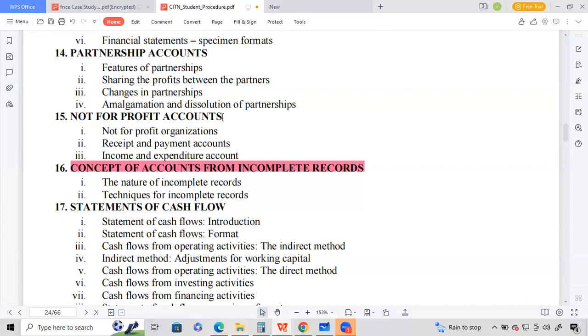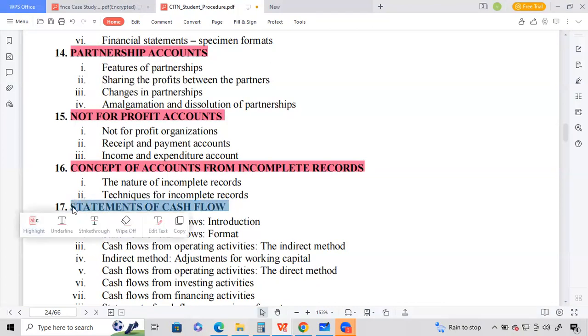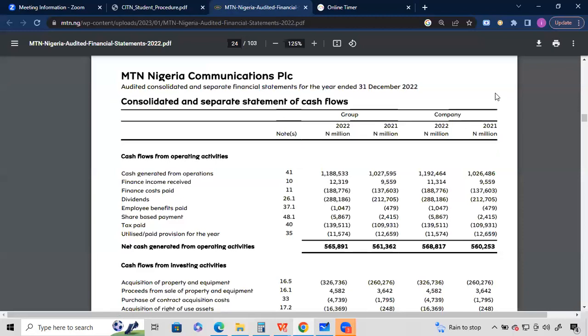So for not-for-profit making organizations, what are the accounts that they prepare? The receipt and payment account, the income and expenditure account, we'll be learning that. The partnership account, how do we work it? Then the last part is also going to be a cash flow statement. How do we prepare a cash flow statement? Just like what you can see here. It's a very straightforward part.